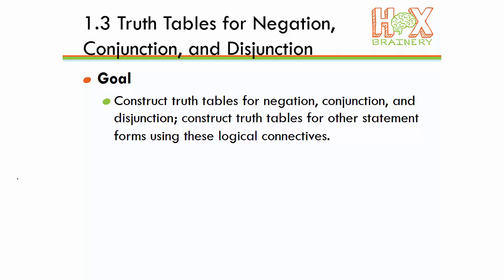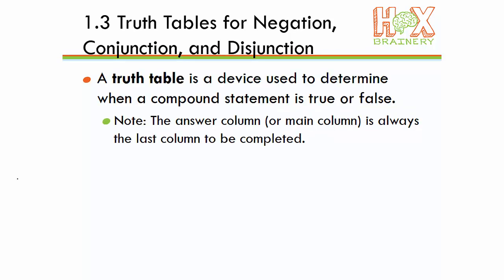separately, but then we'll use that information to construct truth tables for other statement forms using combinations of those logical connectives. So a truth table is a device used to determine when a compound statement is true or false. And remember, a compound statement is a statement that contains two or more simple statements, so it conveys two or more ideas. I have a note here that the answer column, or the main column, in our truth table is always going to be the last column that we complete. And that's the column we look at to determine when our compound statement is true or false, under what conditions.